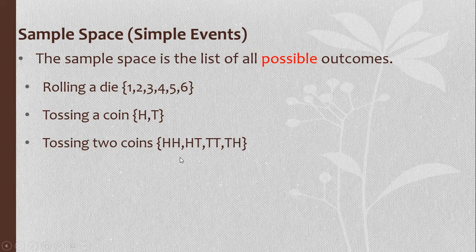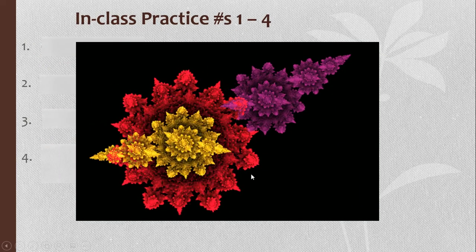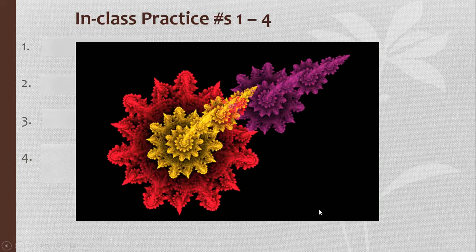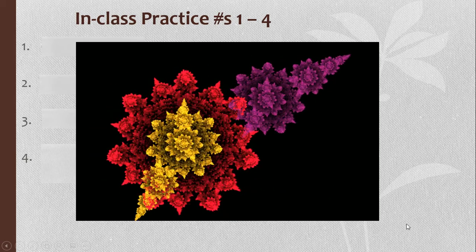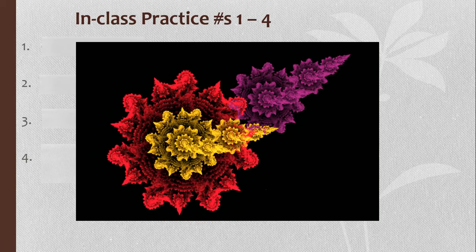Now, if you toss two coins at the same time, what are your possibilities? Well, you could have two heads. You could have a head on one and a tail on the other. Or you could have two tails, or you could have a tail on the first and a head on the second. So those are what's called a sample space, your possible outcomes. So let's go over to the in-class practice and take a look at number 1 through 4.